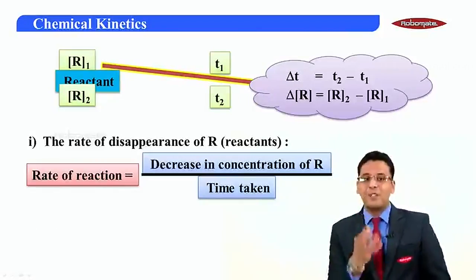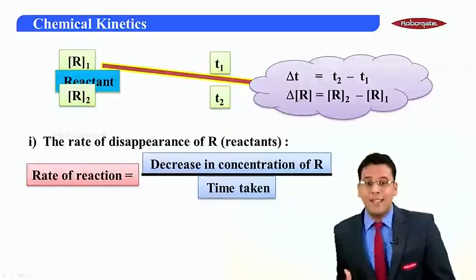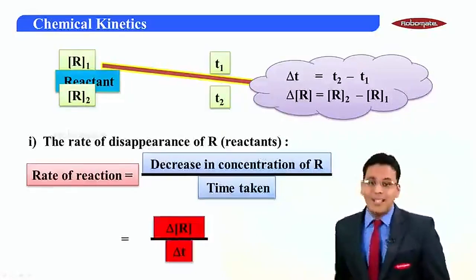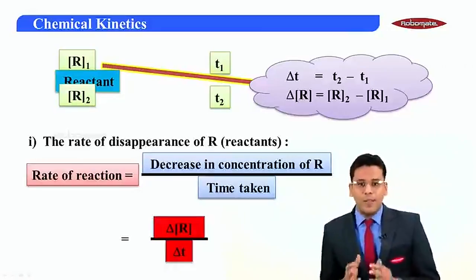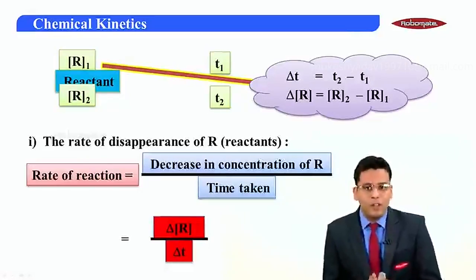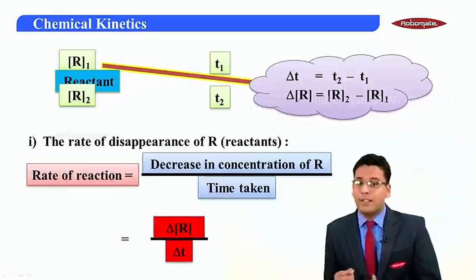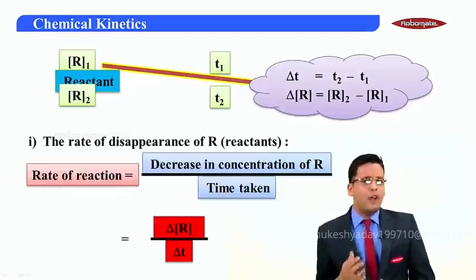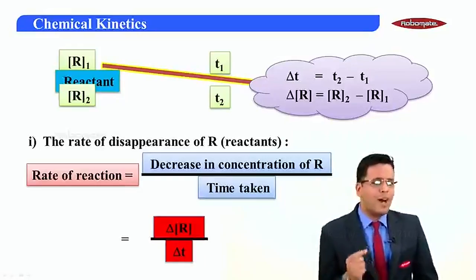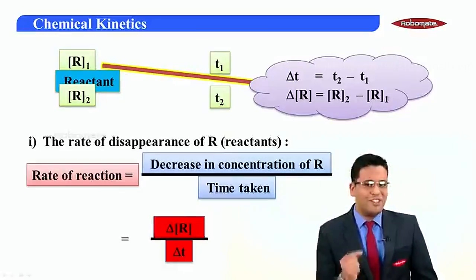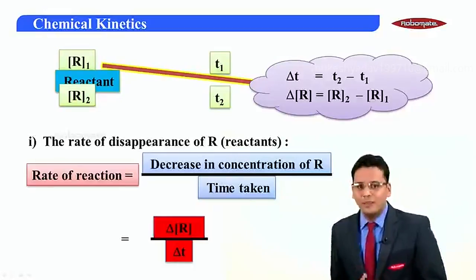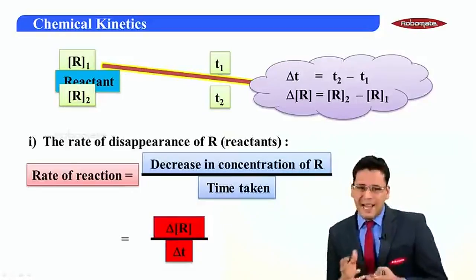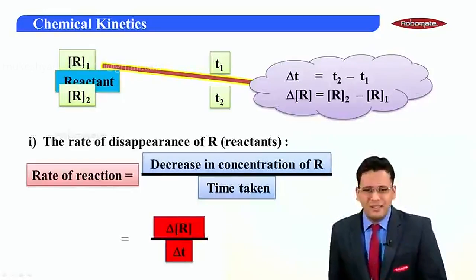So if I substitute this in the equation, what I get is delta R upon delta T. Now this makes a lot of sense because the change in concentration itself is the decrease. But if you think about it, R2 is smaller than R1 because the concentration is decreasing. So here the rate should be negative. Now that doesn't make that much sense.